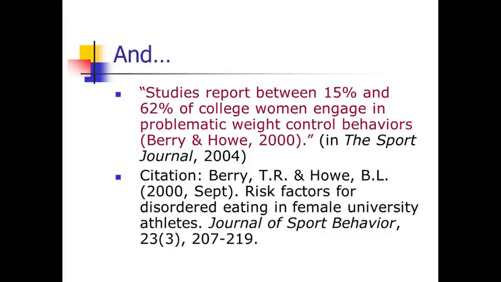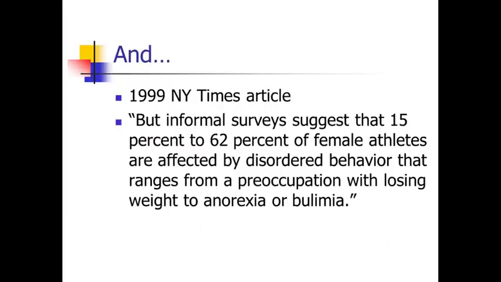So it's just all over the place. And if you look at the literature now in this area, I think people have finally stopped using this statistic, which is a good thing. But for a long time, it was widely used with massively different citations, never back to the original citation. Interestingly, as I was Googling this, I found a 1999 New York Times article, and they got the closest to getting this right. So they said, but informal surveys suggest that 15% to 62% of female athletes are affected by disordered behavior that ranges from a preoccupation with losing weight to anorexia or bulimia.